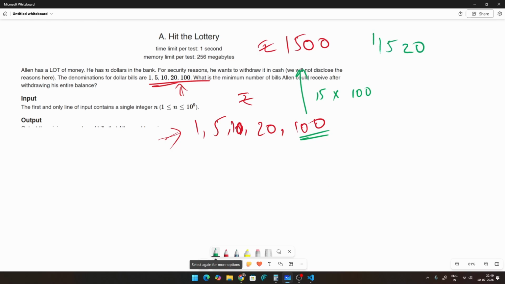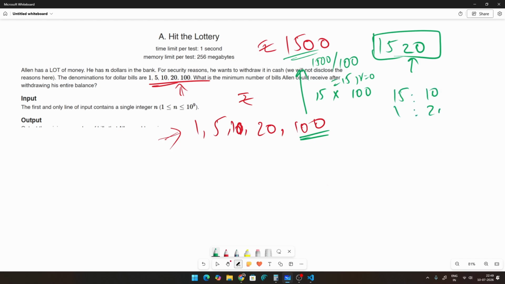Okay, now I'm going to modify this a bit. Now I'm going to do 1520. So how will you solve for this? Mathematically, you will say something like, I'm going to divide 1500 by 100, I get the value 15, and the remainder will be 0. Now in this case, the minimum that you can give is 15 notes of 100 followed by one note of 20. So the answer is going to be 16 notes, correct?